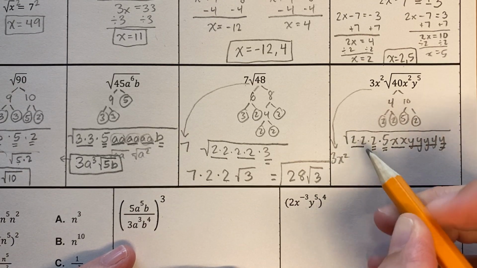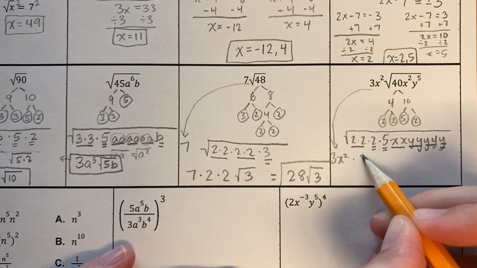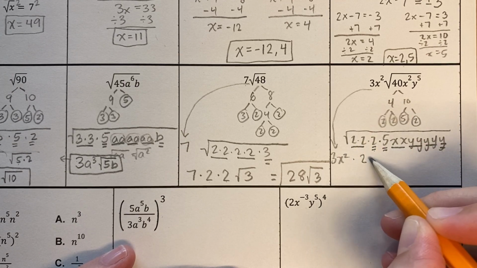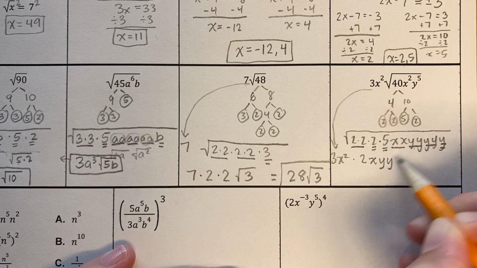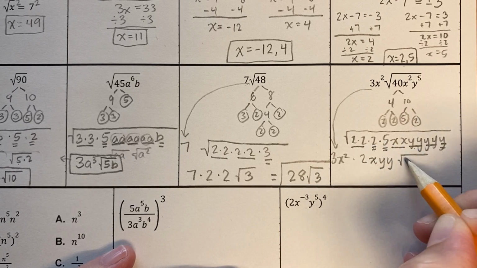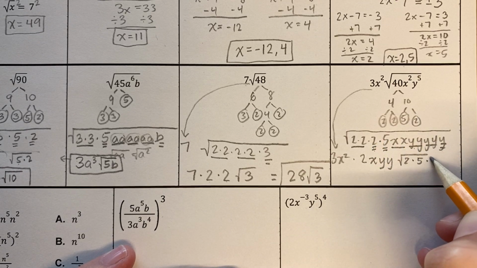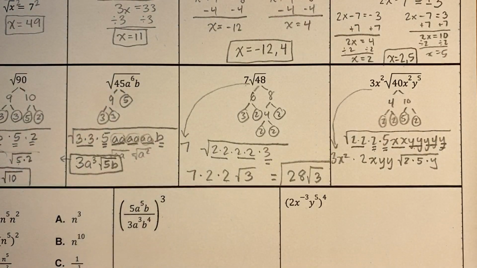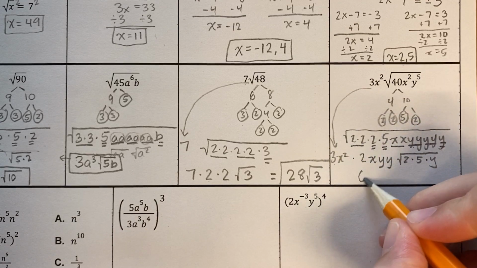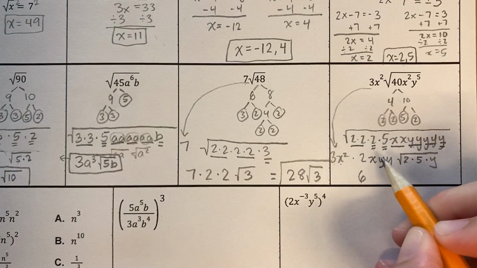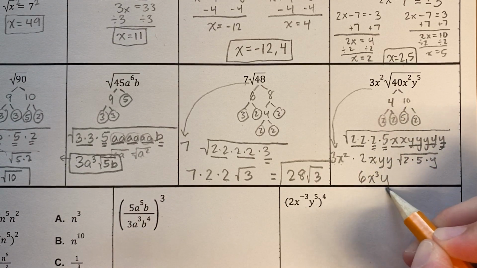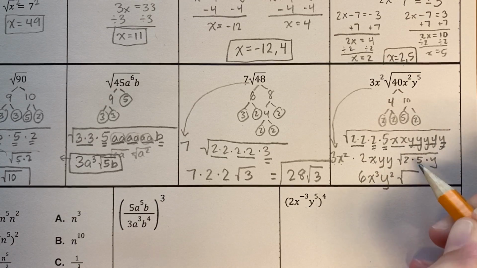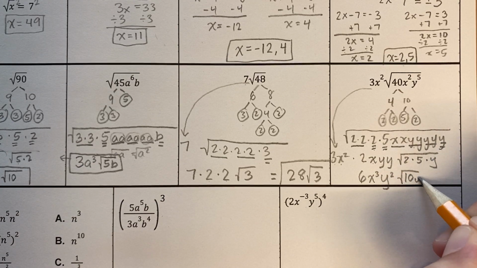Okay, so on the outside is this double 2, single, single, this x, double, this y, and then on the inside is 2 times 5 times y. Okay, let's put everything together here, right? First, let's do the multiplication on the outside. So 3 times 2 is 6. This is x times x times x. That's a total of 3 x's. Y times y is 2 y's. And on the inside, this is 2 times 5 is 10 y.